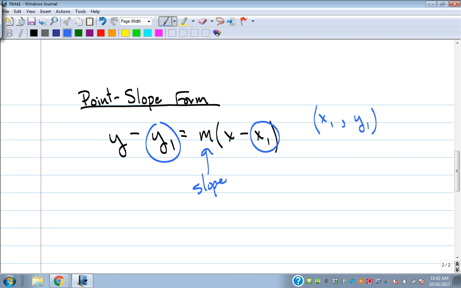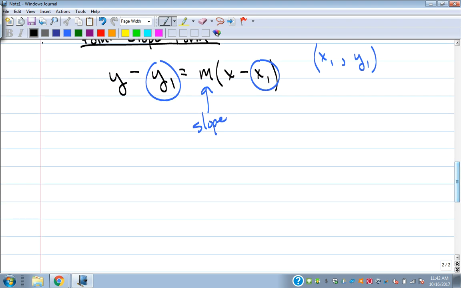This y is always there. This x is always there. That y1 is from an ordered pair. This x1 is from an ordered pair. Okay? And those are the things you're going to be given to write an equation in point slope form. So let's do an example. See what this looks like. We want it in point slope form, given that the slope is 3 and it goes through 4, 5. Just simple ordered pair, 4, 5 with a slope of 3.